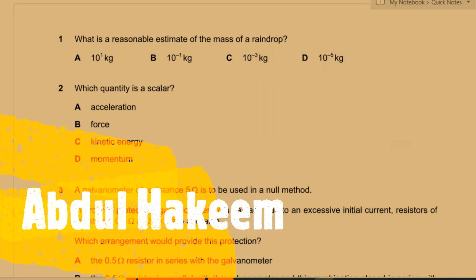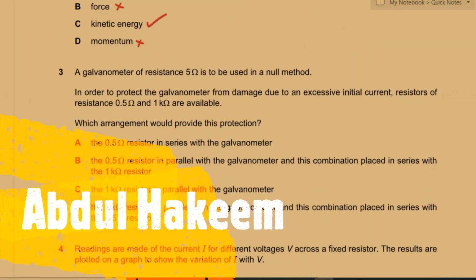So the mass of the raindrop is very, very small. So we have to select here the smallest value of the mass. So 10 power 1, 10 power minus 1, 10 power minus 3, 10 power minus 5. So this is the reasonable estimation. Next, question number two is, which quantity is a scalar? Yes, kinetic energy is a scalar, because acceleration, force, and momentum are vectors.